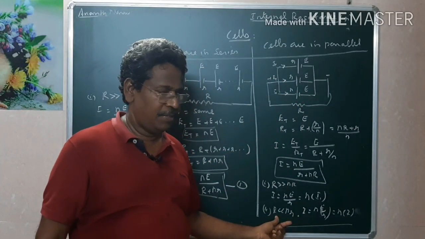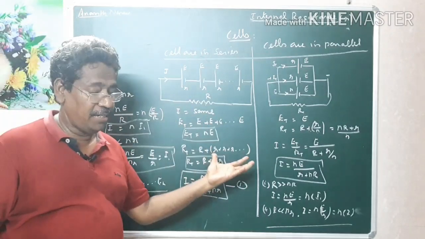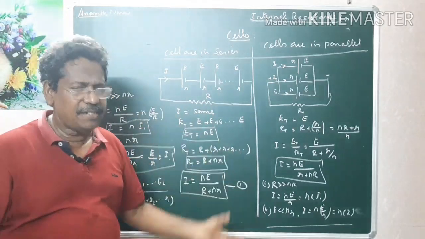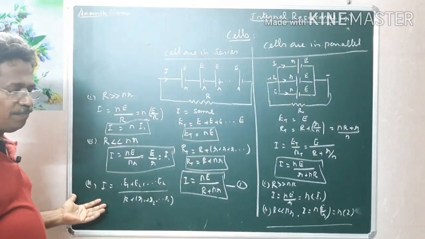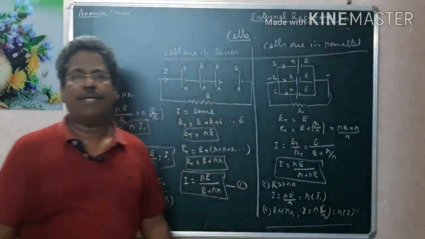Think about that. When the cells are in series, if the internal resistance is very high, it is not preferred to connect in series. If you connect cells with very high internal resistance in series, the current will decrease. So if the internal resistance of the cells is high, it is better to connect in parallel.